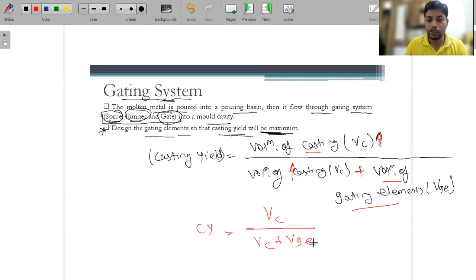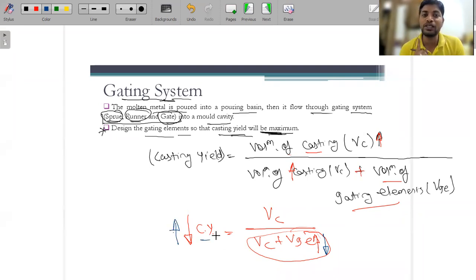If you increase this volume, then this complete component will increase. If this increases, then that will go down, meaning it decreases, and that will become minimum. So for that, what we have to do is decrease the volume of the gating elements that we are using, so that the casting yield becomes maximum.